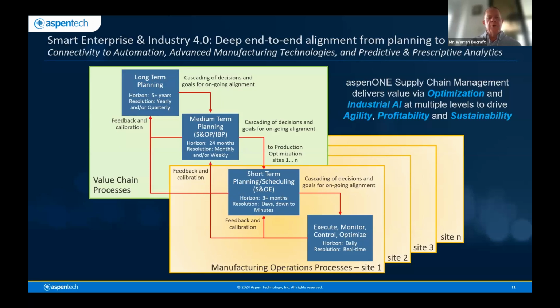Now, at the shorter term planning and scheduling, we would typically do that on a site-by-site basis. So each site would then optimize the production schedule for its different production assets, and then those would then feed back into the more enterprise-wide medium-term S&OP planning. And at each level, we want to optimize and use industrial AI to provide agility to respond to changing market conditions, changing supply network issues, and production capabilities at the asset and plant levels, but also ensuring profitability and sustainability as we generate those plans and schedules.